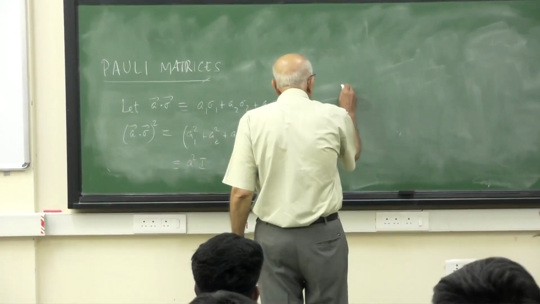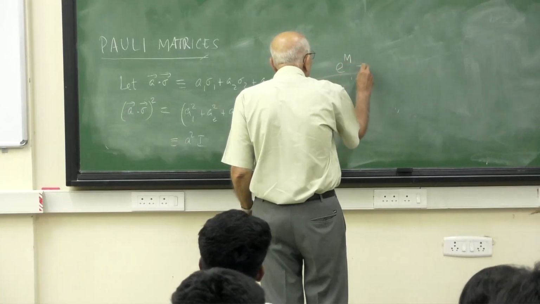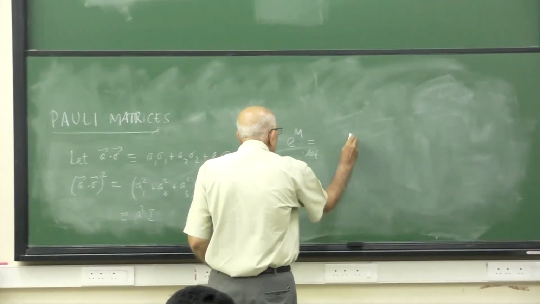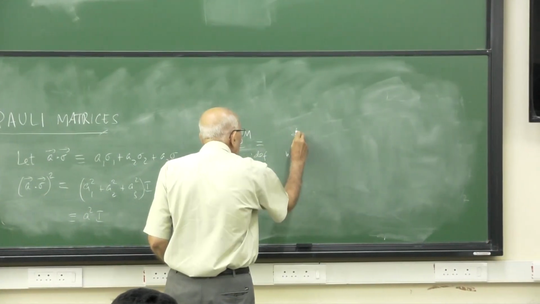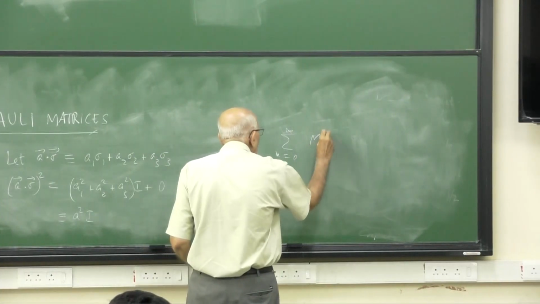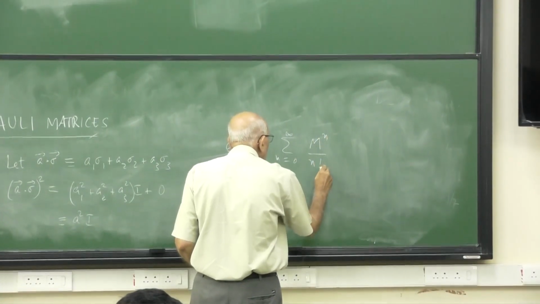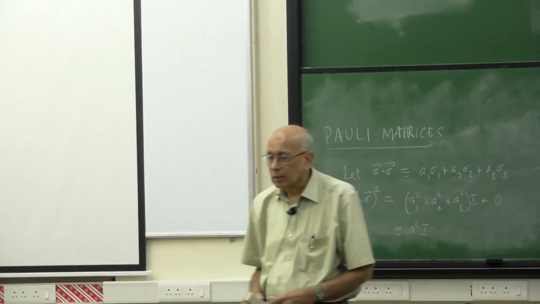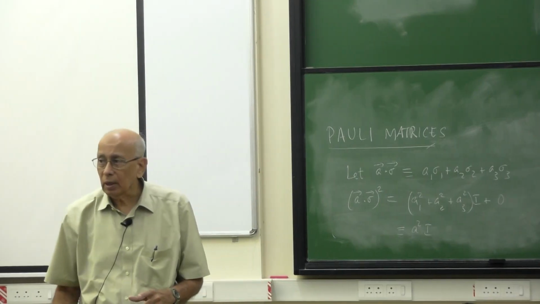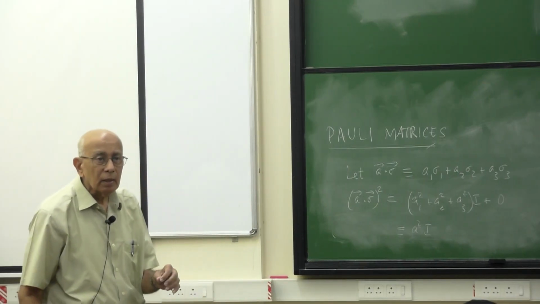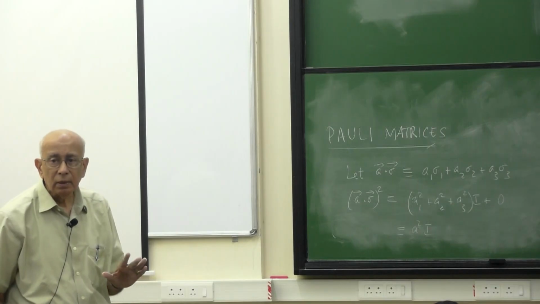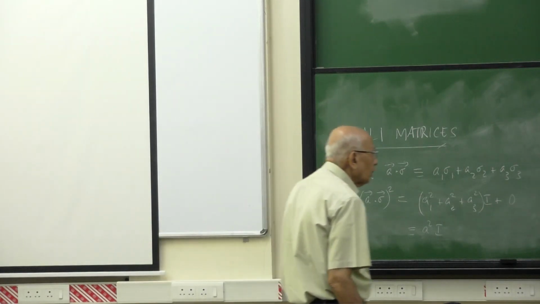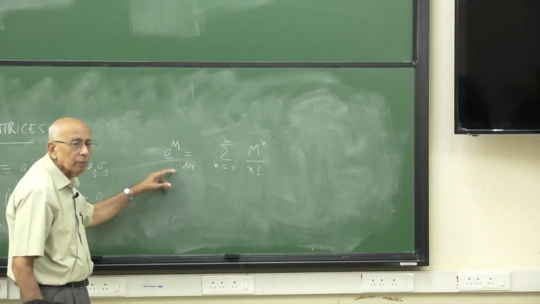I define the exponential of an n by n matrix in the following way. Summation n equal to 0 to infinity, M to the power n over n factorial. And I state without proof that this series converges very well, and makes sense for all n by n matrices whose elements are finite. All that you need is that no element should be infinite. Then this exponential series defines e to the power M.